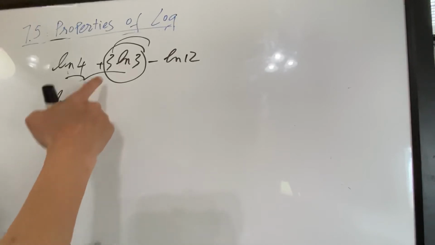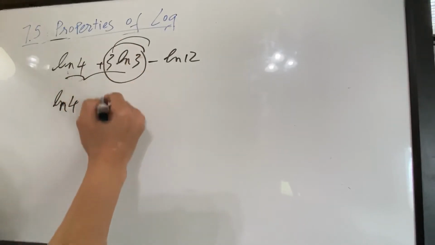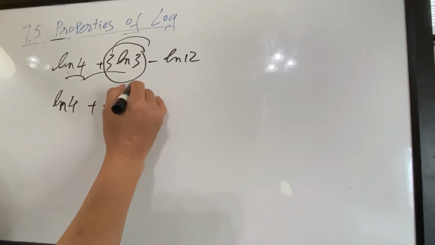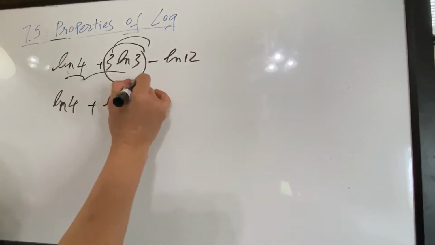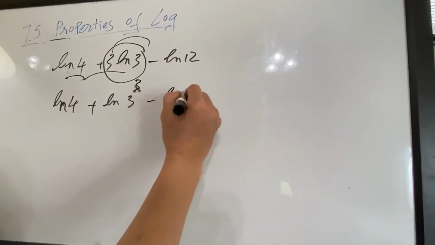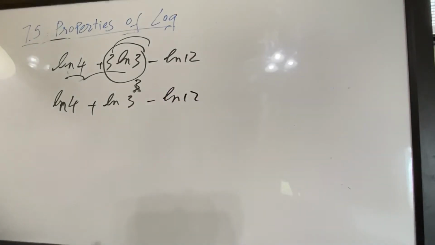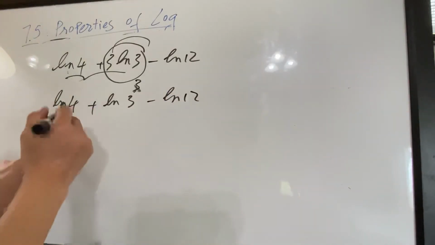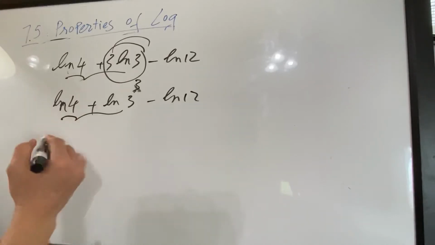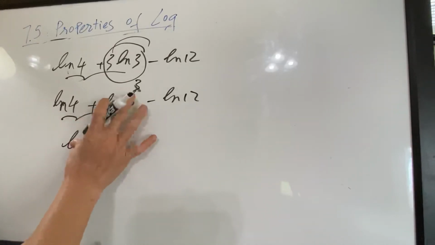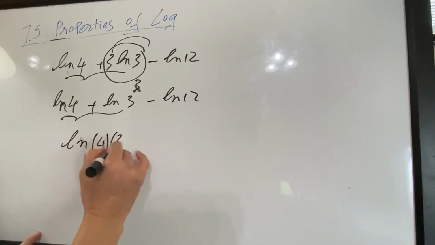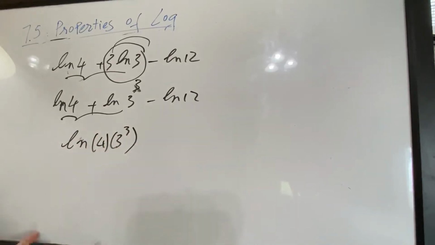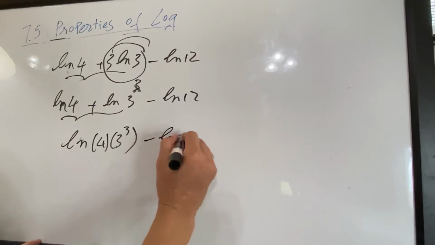This is ln 4 plus, look, bring 3 in, you will have what? 3 to the third, okay? Minus ln 12. All right, now one step at a time. These two now turn into what? That's right, it's a product. So ln of 4 times 3 to the third. Make sense? And minus ln 12.